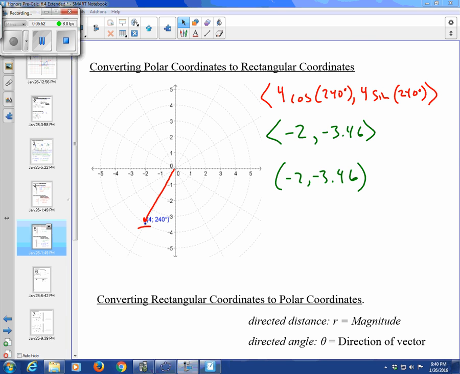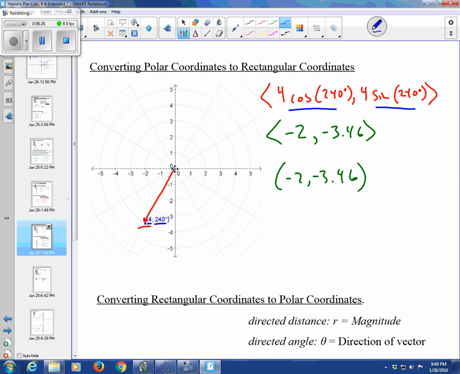Okay, so we can say that the component form of the vector that extends from the origin to our point is going to have a magnitude of 4 and a direction of 240 degrees, corresponding to the r value and the theta for our polar coordinates. So we can say then that the vector would look like 4 cosine 240, 4 sine 240, and when we evaluate these two numbers, we get the horizontal component of -2 and the vertical component of -3.46.